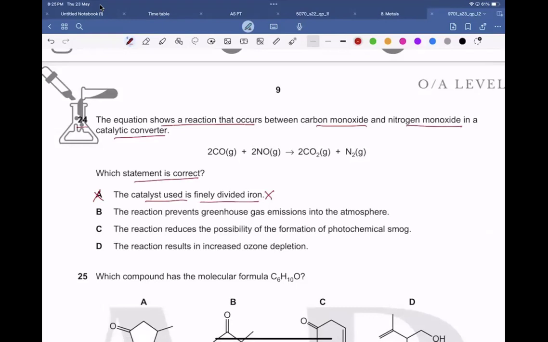The reaction reduces the possibility of formation of photochemical smog. Yes, it is correct, because nitrogen oxides are not released, and they are the primary pollutants responsible for the formation of photochemical smog.